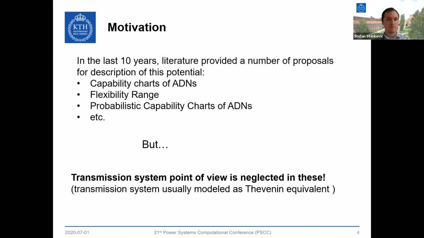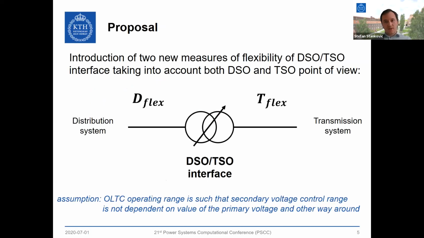The literature provided a number of descriptions of this potential, and I just name a few here: capability charts of active distribution networks, flexibility ranges of active distribution networks, probabilistic capability charts of active distribution networks. But the limitation of all these studies is that, when calculating this capability chart or the ranges, they were assuming that the transmission system is basically an equivalent. So they were not considering how this exchange of active and reactive power at the DSO-TSO interface influences the operation of the transmission system. And this is the gap that we are trying to fill in with this paper.